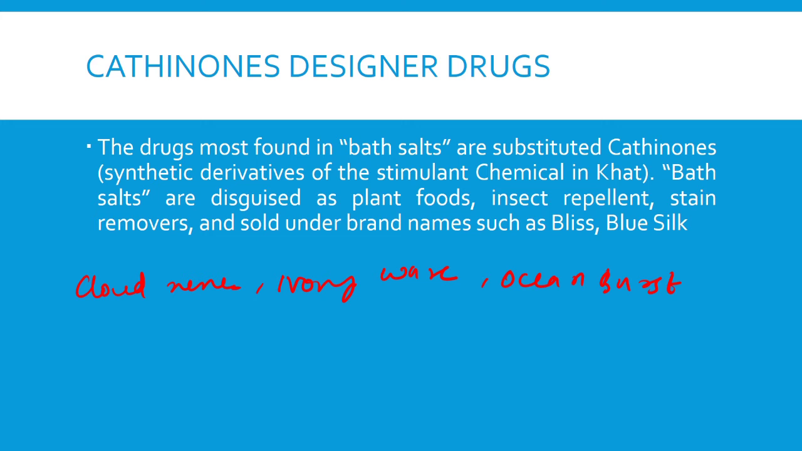These compounds are very easy to prepare and can be chemically molded in different ways to produce stimulants, like hallucinogens, or like cocaine or amphetamine, psychostimulant drugs. And these chemicals are packed as bath salt. So that is cathinones designer drugs.